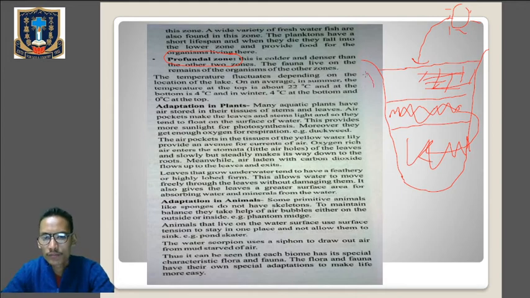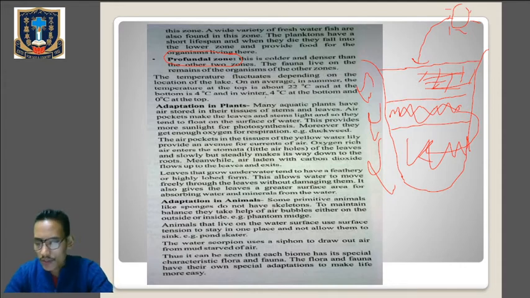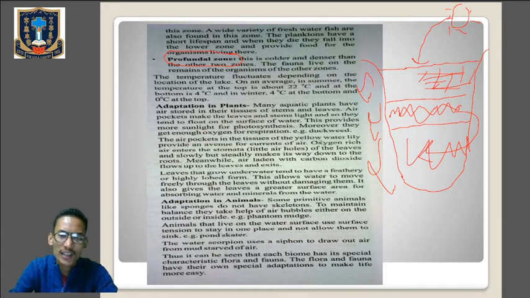So first zone, then the second zone, and this is the third zone. Temperature fluctuates depending on the location of the lake. On average, in summer, temperatures can be about 20 degrees Celsius, and at the bottom it is 4 degrees Celsius. Okay, and in winter 4 degrees Celsius at the bottom and 0 degrees Celsius at the top. So these are the temperature ranges in the lake depending on the location.